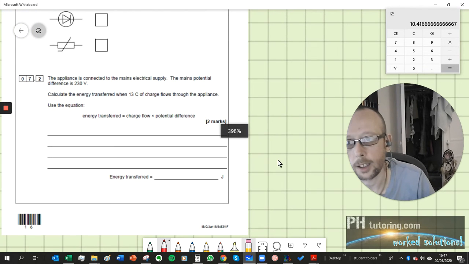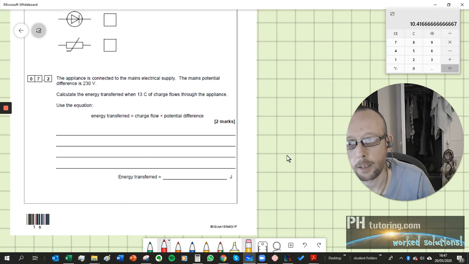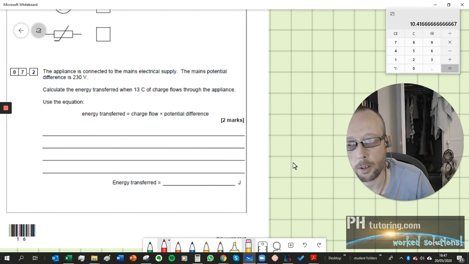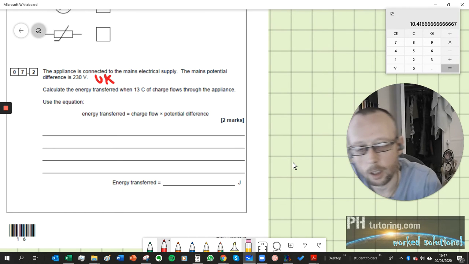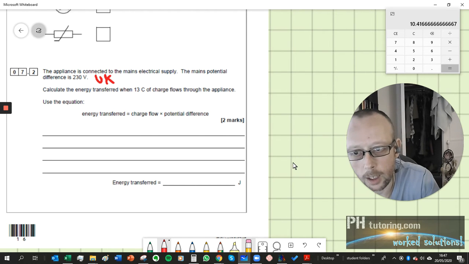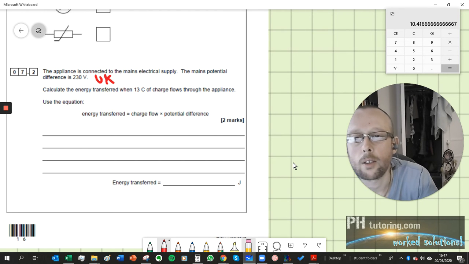Then the appliance is connected to a mains supply. The mains potential difference is 230. It's always 230 in the UK. I know in the last specification you had to know that number. It looks like maybe you don't need to know that number anymore, but it is always 230 in the UK. Calculate the energy transferred when 13 coulombs of charge.